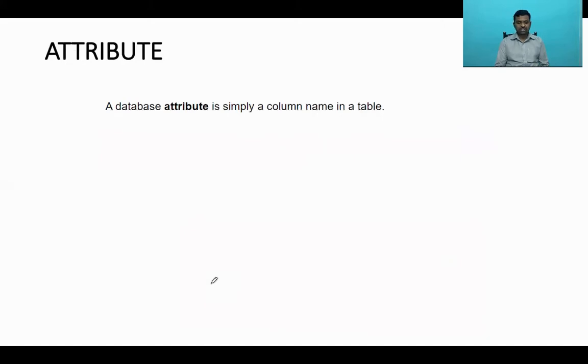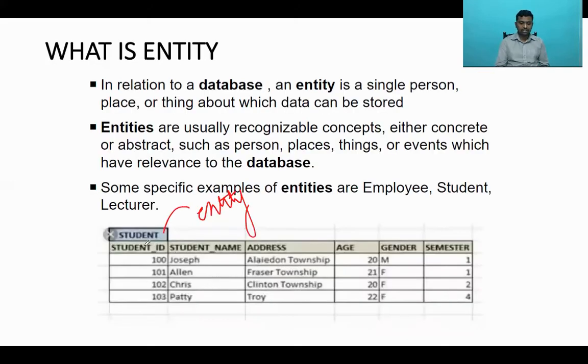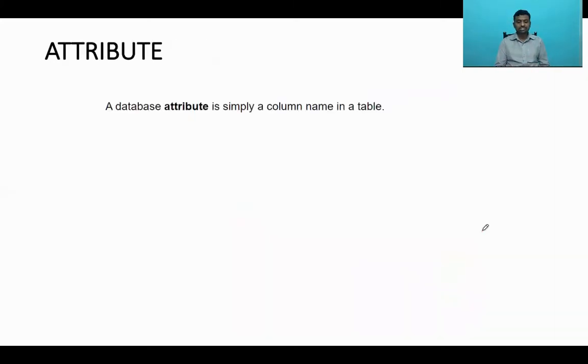Next we are going to see attribute. A database attribute is simply a column in a table. When I say attribute, it is a column. Here I say student ID. Student ID is an attribute. Student name is an attribute. Address is an attribute. Age is an attribute. Gender is an attribute. Semester is an attribute. So all this information that I am giving is called attributes.